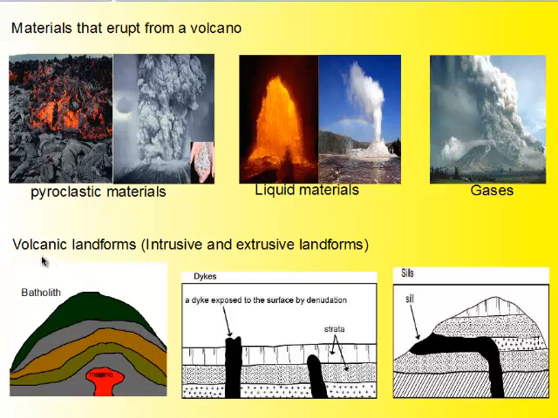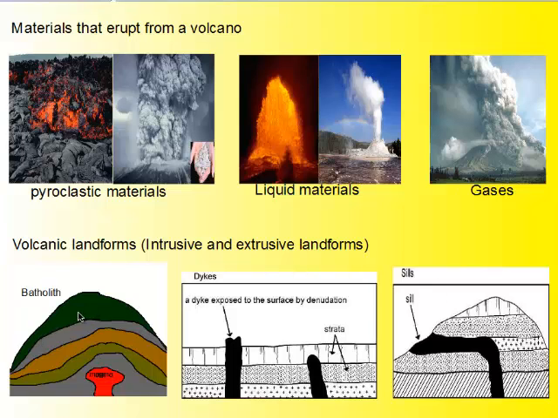We also looked at the volcanic landforms. We said we have two major volcanic landforms that are intrusive volcanic landforms and extrusive volcanic landforms. We placed much emphasis on intrusive volcanic landforms. We said intrusive volcanic landforms are landforms that are formed as a result of the eruption, cooling, and solidification of magma within the Earth crust. We looked at some types of intrusive volcanic landforms. We talked about the batholith, the dikes, and the sills.